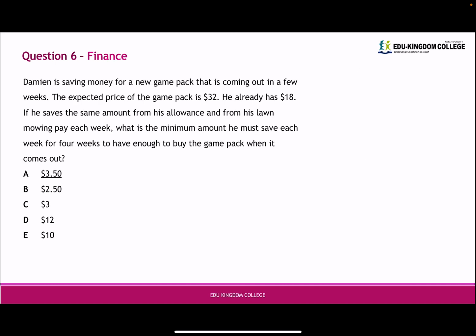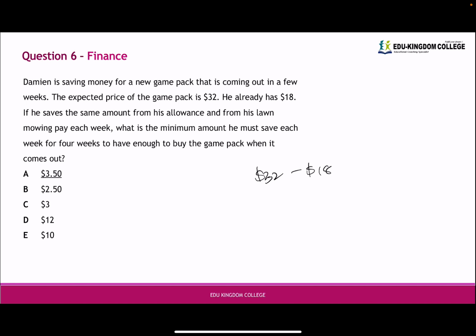Now, question 6, finance. Damien is saving money for a new game pack. It's $32. He already has $18, and then he needs to save his allowance for 4 weeks to be able to buy this new game. So, how much does he need to save each week to be able to afford this new game?